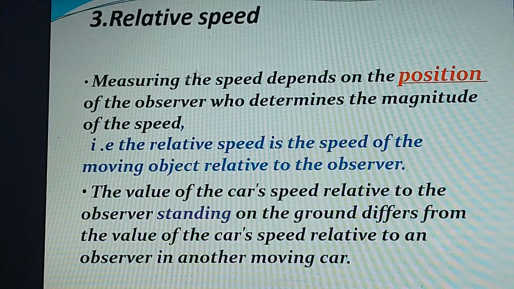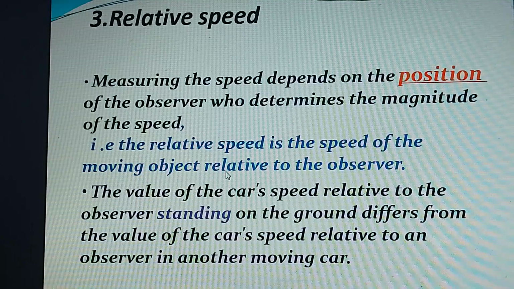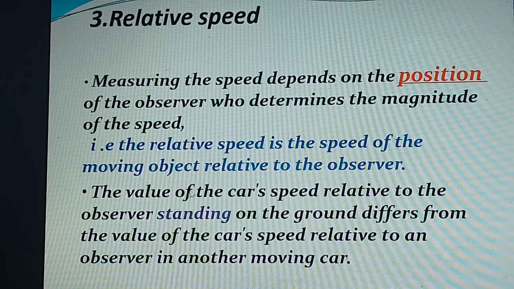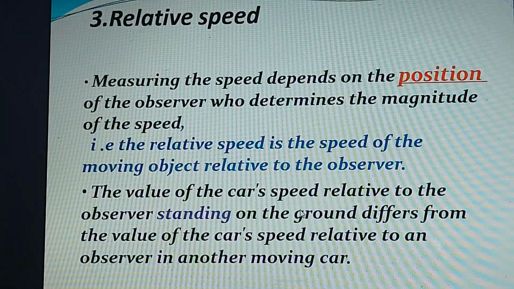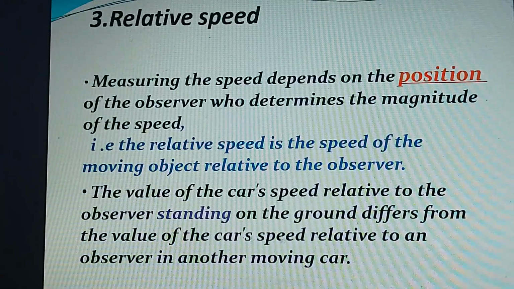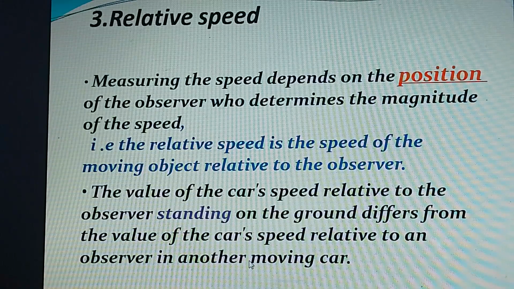Relative speed. It determines the speed depending on the position of the observer, or the fixed point, who determines the magnitude, meaning the number. This means that relative speed is the speed of the moving object relative to the observer. Okay? The value of the car speed relative to an observer standing on the ground differs from the value of the car speed relative to an observer in another moving body. This means that if the car is moving at 80 km per hour and the observer is standing on the road, the relative speed equals 80.